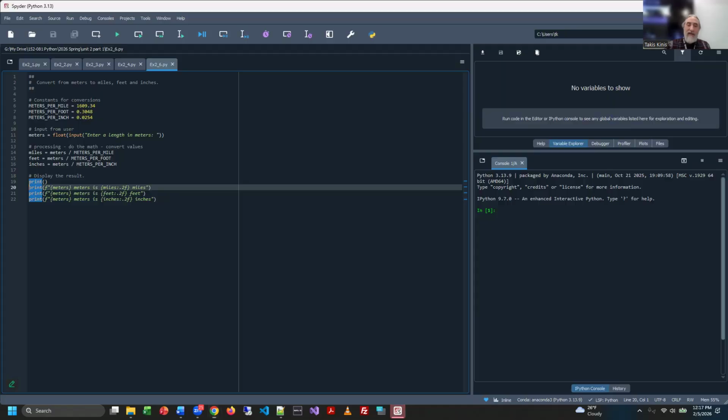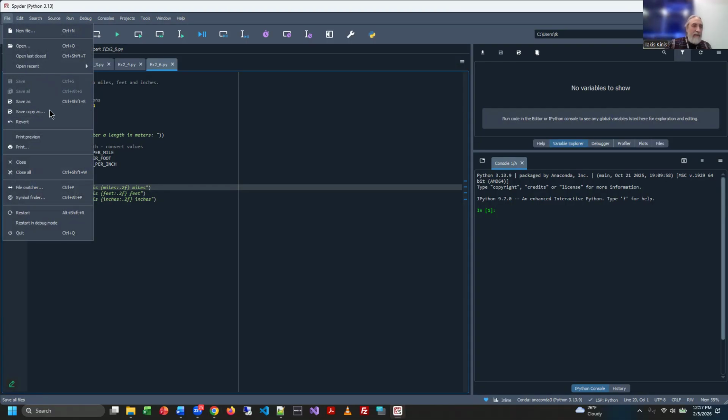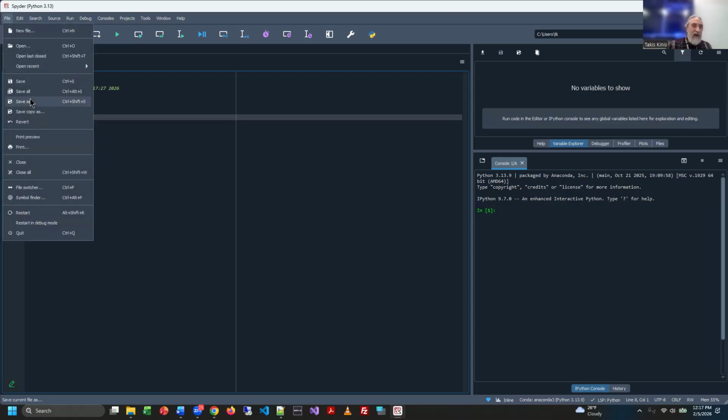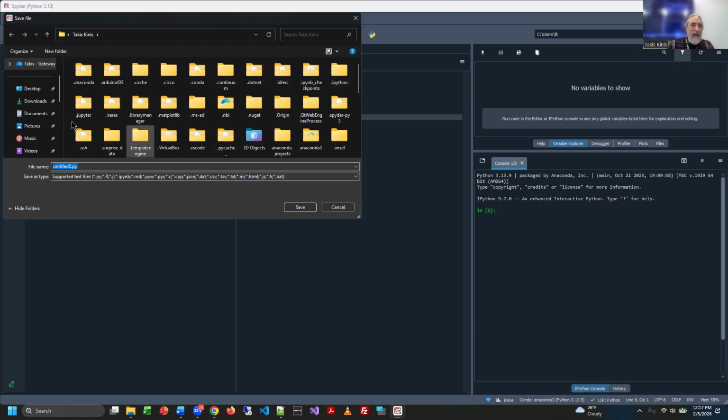And you know what? Let's do this. Let's first, I'm going to do in my Spyder here. I got all the old exercises open. I'm doing a close all from the file menu. I have a new file created here. So let's just go ahead and do a save as right off the bat.